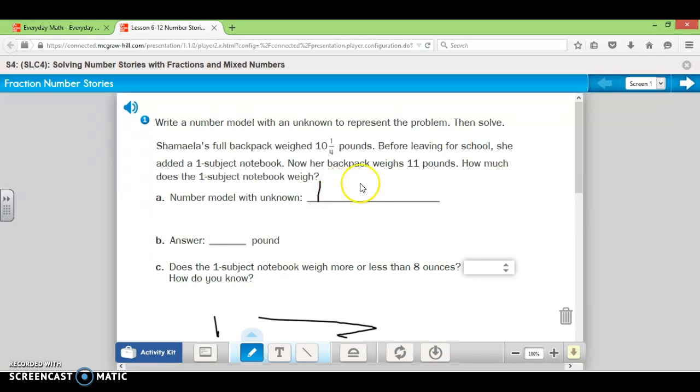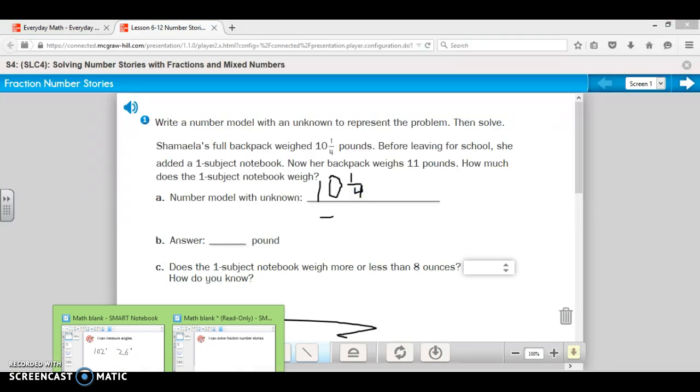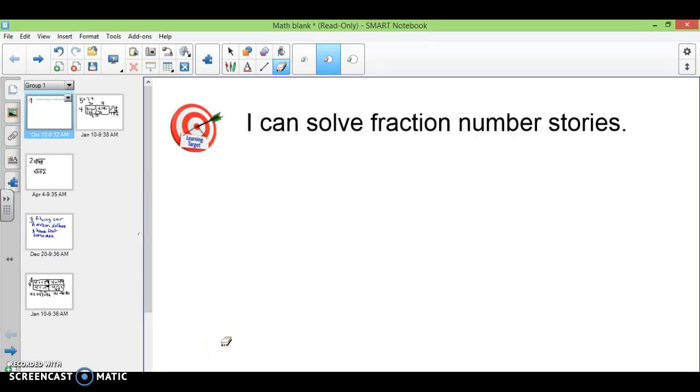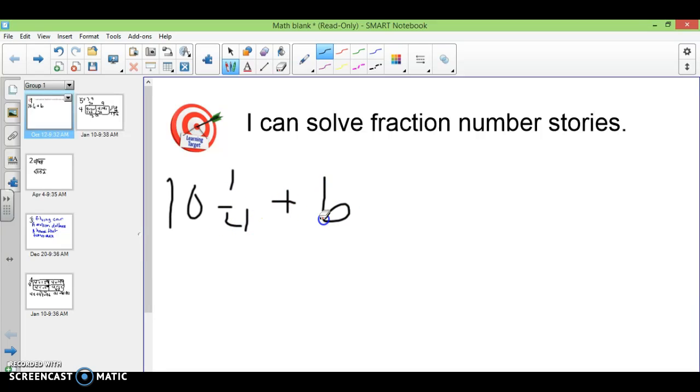I'll have to write down here. So let's see. Okay, I'll have to use the mouse. This is really hard with the mouse, so I'm going to switch over here and do it. 10 1/4 plus B for backpack equals 11.